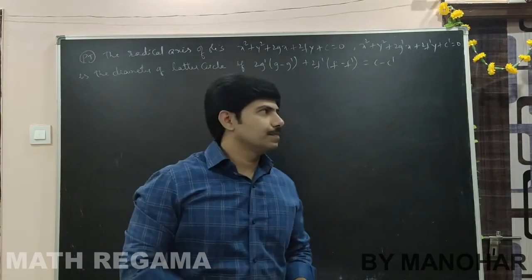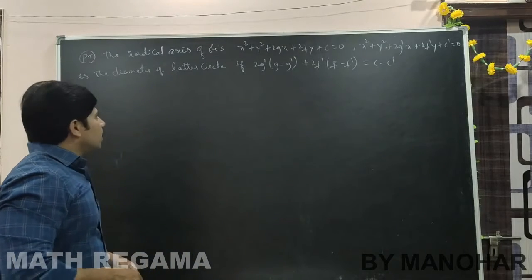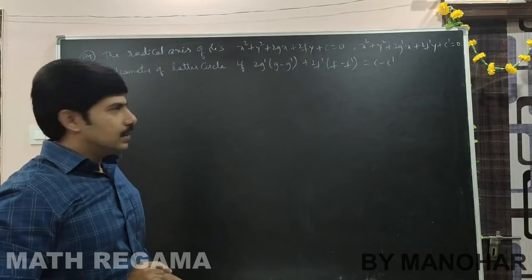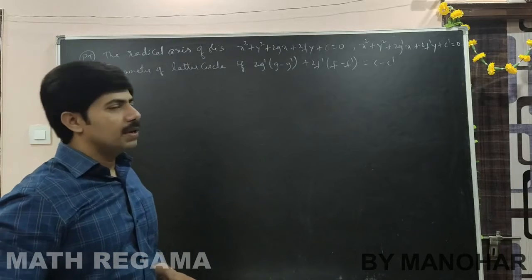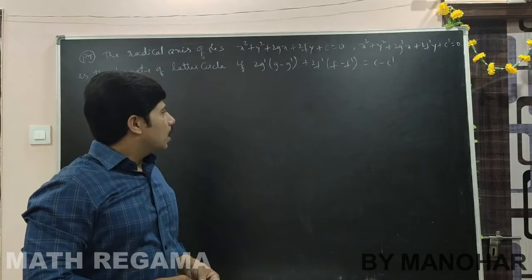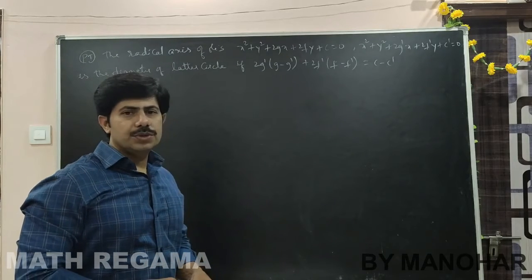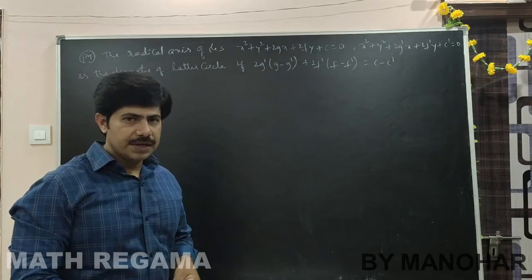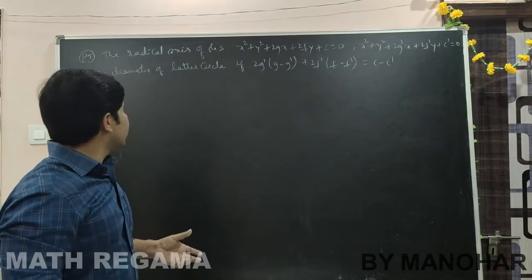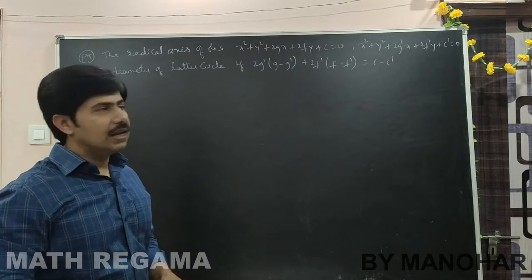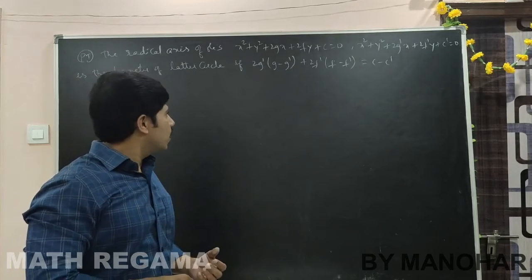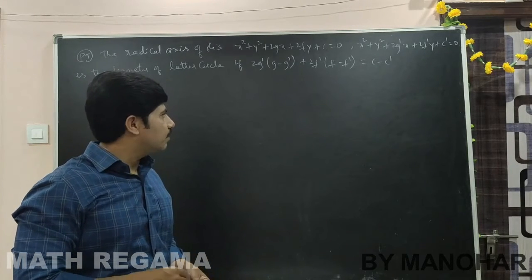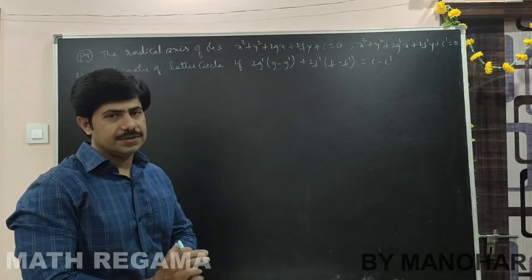Next problem. Prove that the radical axis of two circles x² + y² + 2gx + 2fy + c = 0 and x² + y² + 2g'x + 2f'y + c' = 0 is the diameter of the latter circle if 2g'(g - g') + 2f'(f - f') = c - c'.